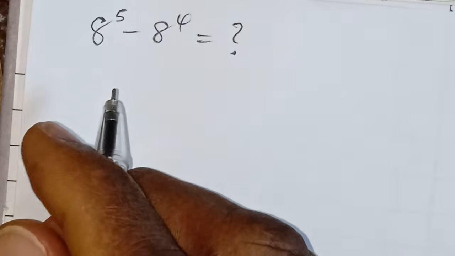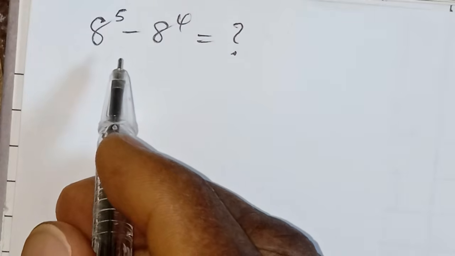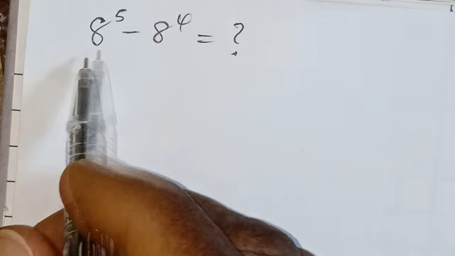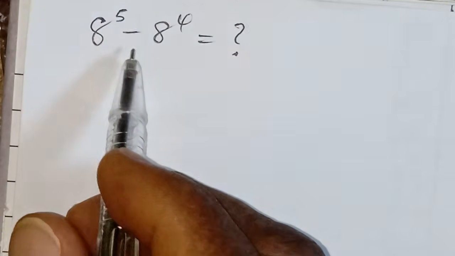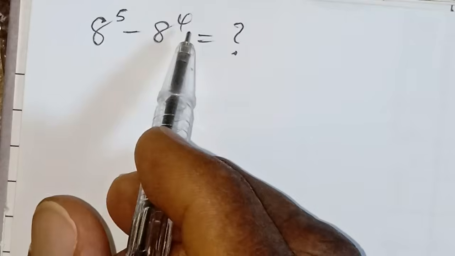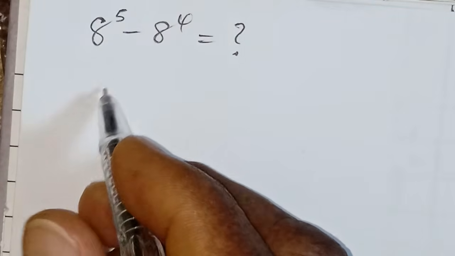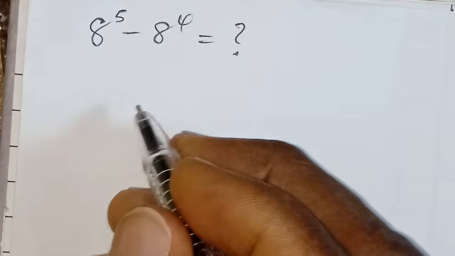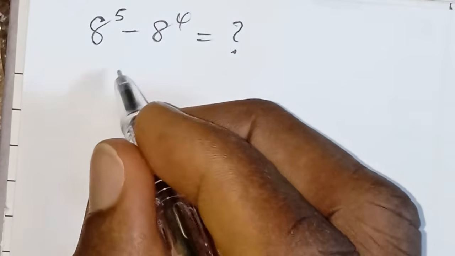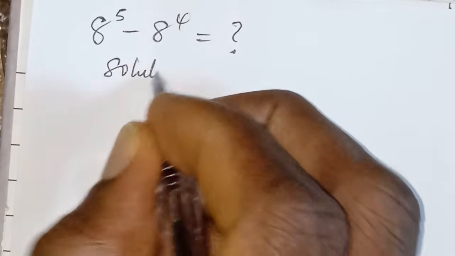Hi everyone, we want to simplify this nice expression. We have 8 raised to the power 5 minus 8 raised to the power 4. What will be the simplification of this? What will be the final value? So first things first, we have our solution.